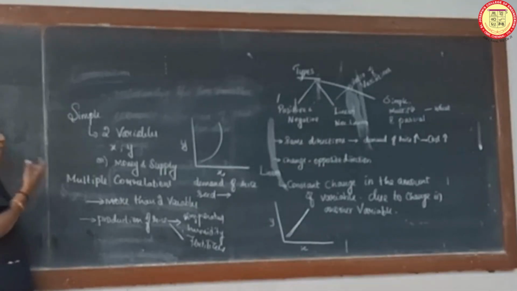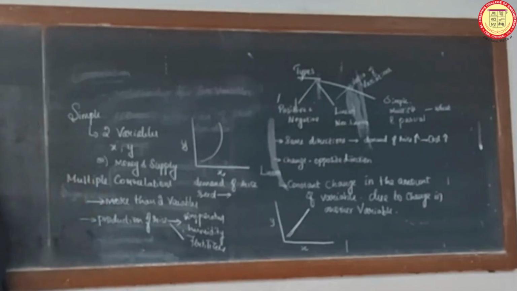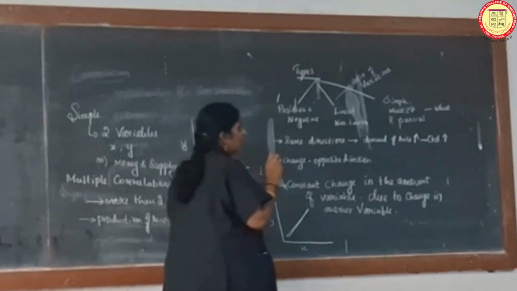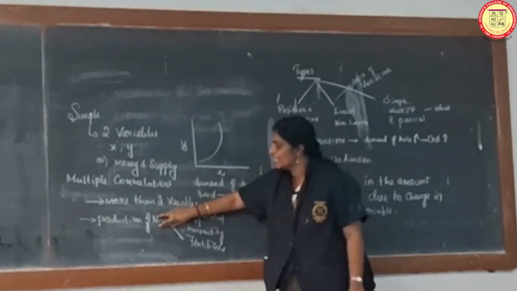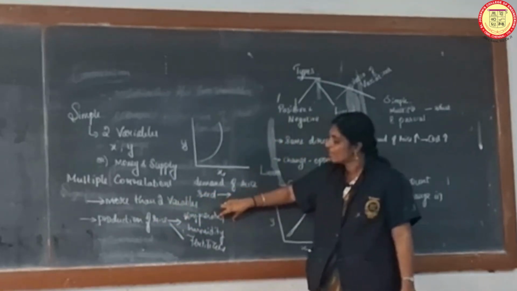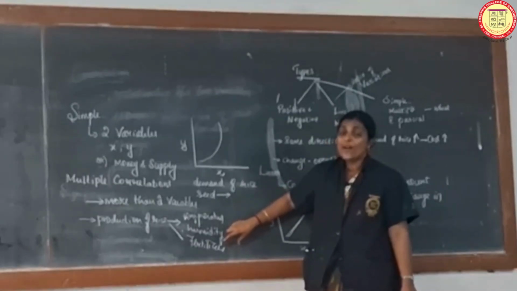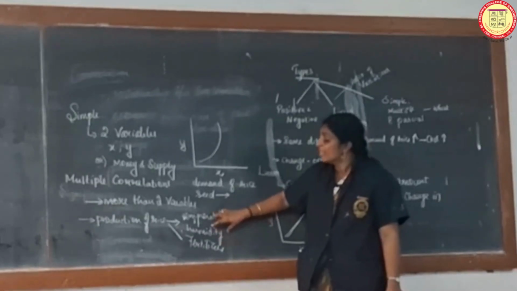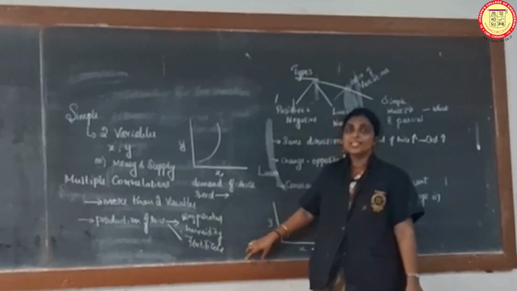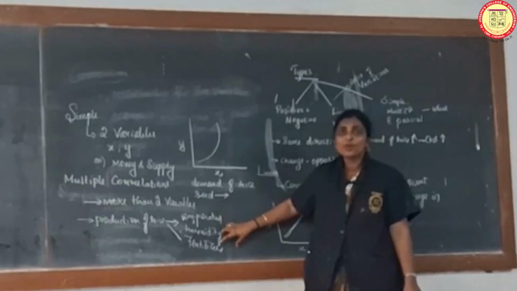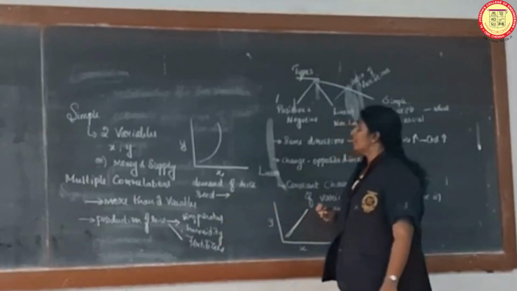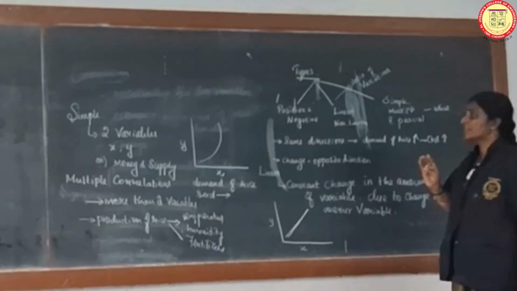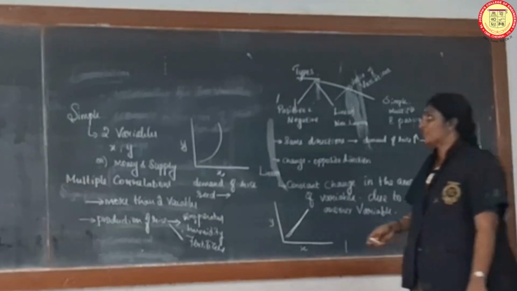Then what do you mean by partial correlation? Partial correlation means only two variables are used. For example, production of rice is one variable, and one more variable is the quantity of fertilizers. The remaining variables are considered as constant, and this type of correlation is called a partial correlation. Okay, so next we are going to discuss the degree of correlation.